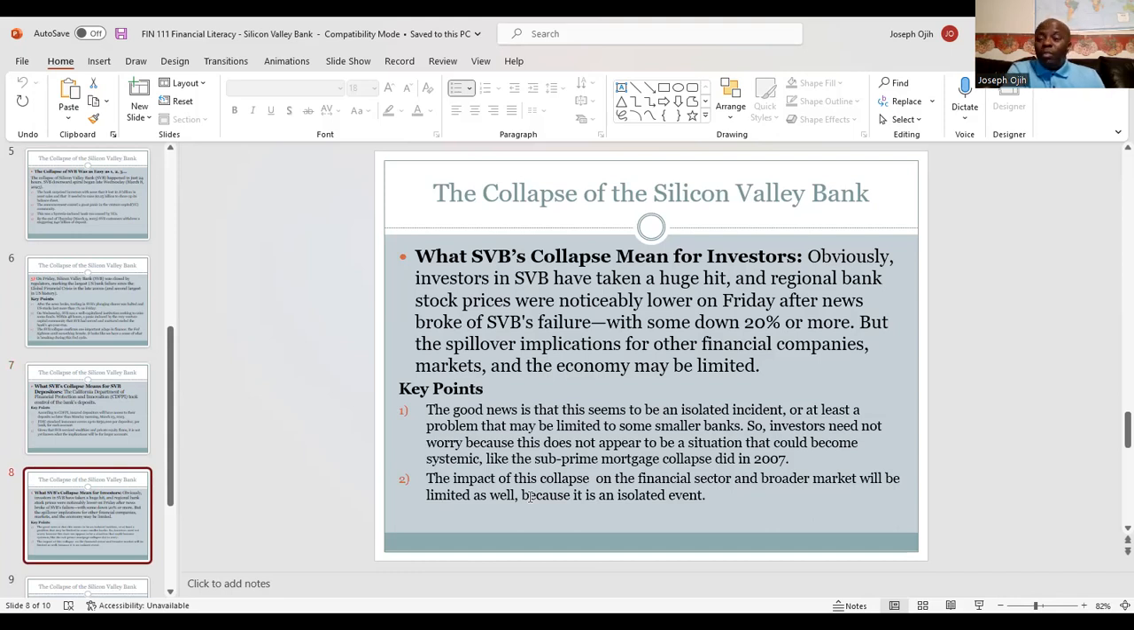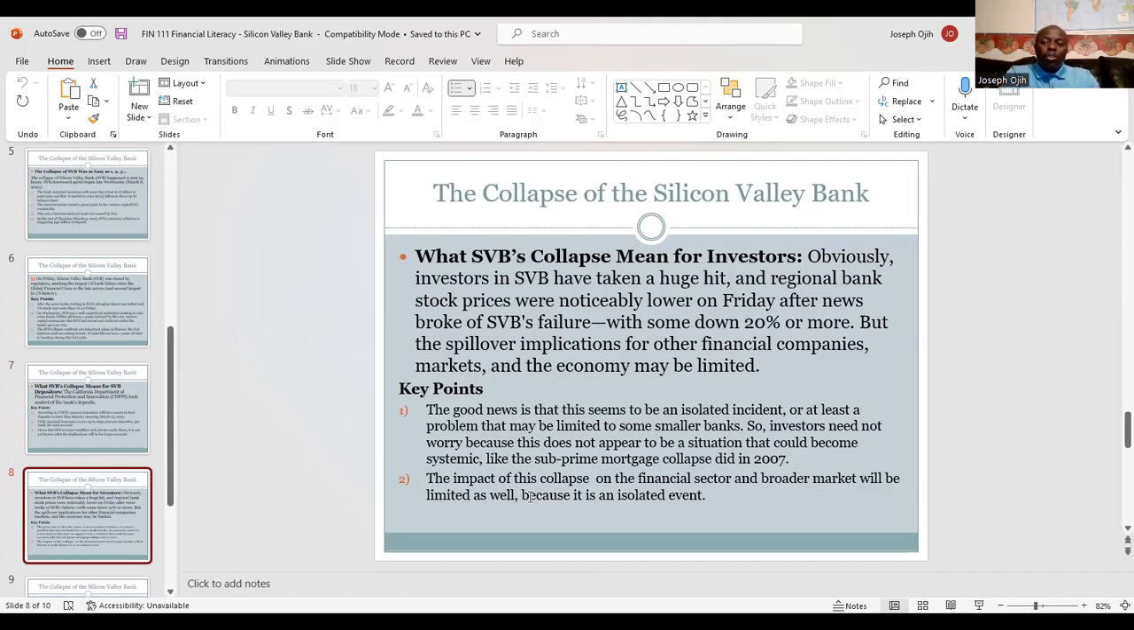So then what does this collapse mean for investors? Well, this collapse, of course, is a huge hit to investors. Those that invested in their stocks, of course, lick their wounds. Some regional bank stock prices were noticeably lower on Friday after the news broke of the Silicon Valley Bank's failure. Some of those banks' stock prices plummeted as much as 20% or even more.